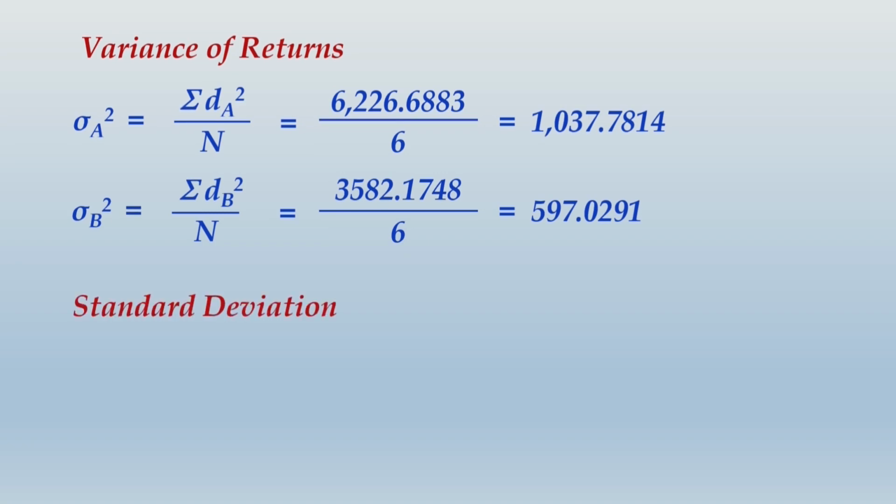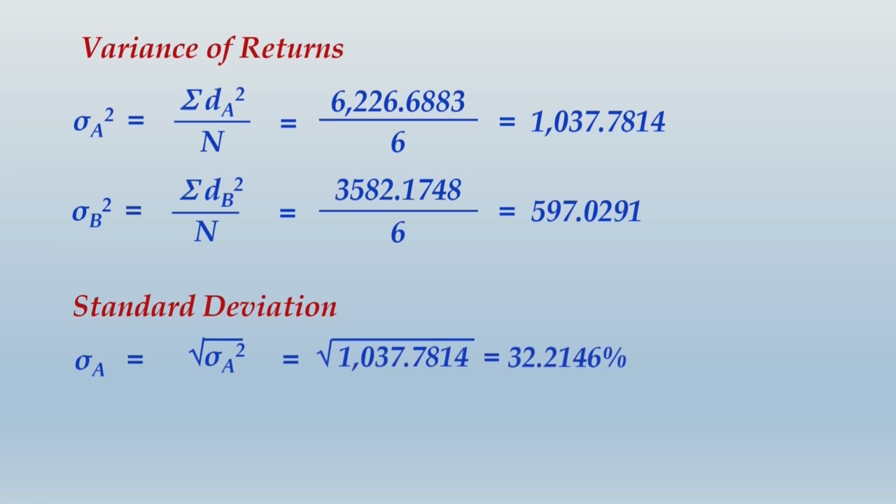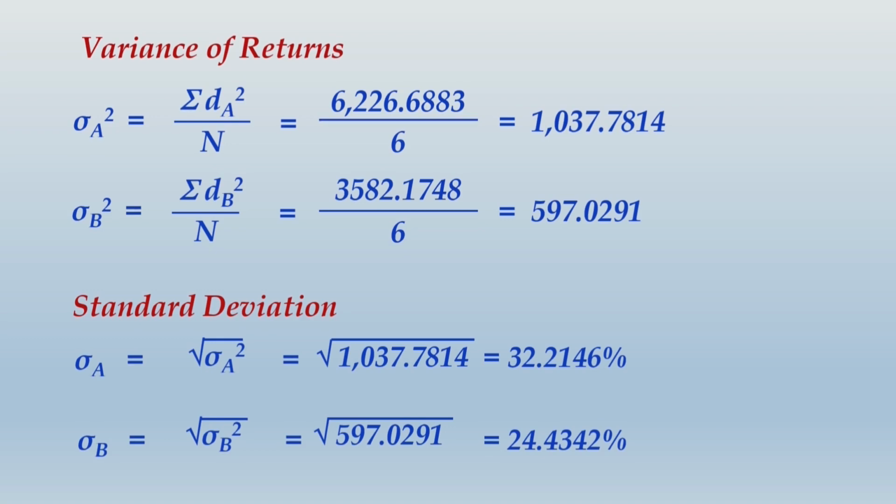Standard deviation of returns will be the square root of the variances, and the standard deviation of returns for stock A comes to 32.2146%, and for stock B the standard deviation comes to 24.4342%. So please write up these calculations and then I take you ahead.